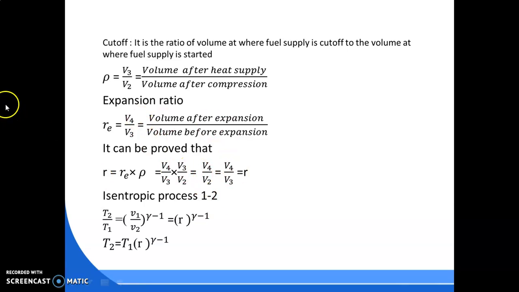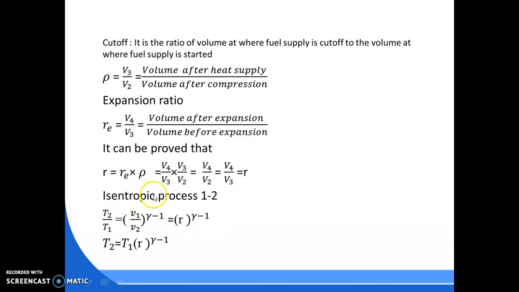So for constant volume heat rejection, V4 is equal to V1. So V1 by V2 is equal to what? The compression ratio, or you can say V4 by V3 is also the compression ratio. Okay, so I can prove it also. This relation you have to remember as equal to R_E into rho.